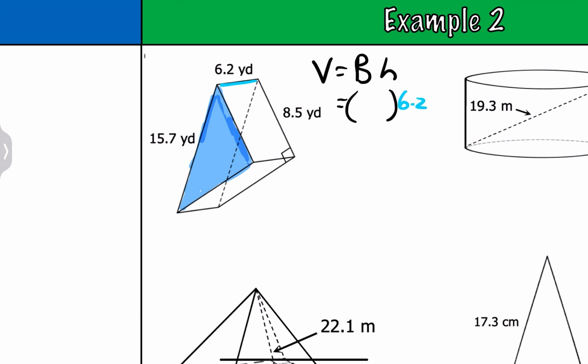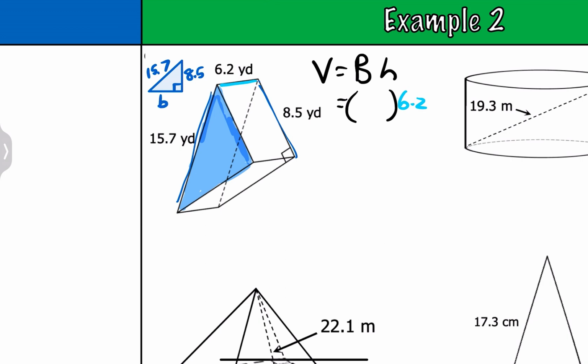Since this is a triangle, let's figure out what this is going to look like. So I see that it is labeled as a right triangle. This far side here is 15.7. And if you look on the back part, this here is 8.5. So we need this missing side in order to find our area.